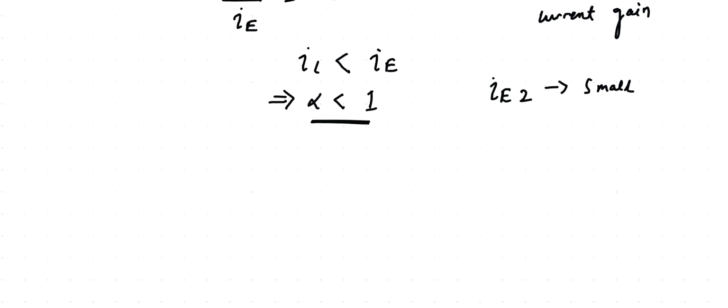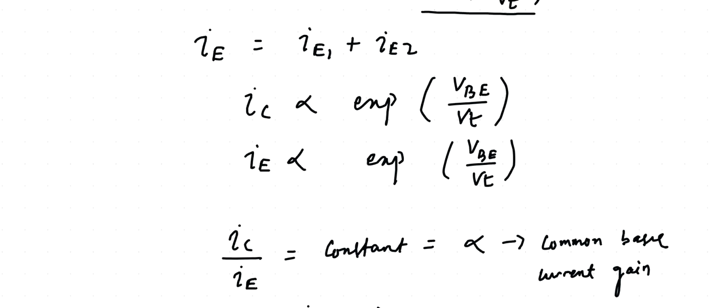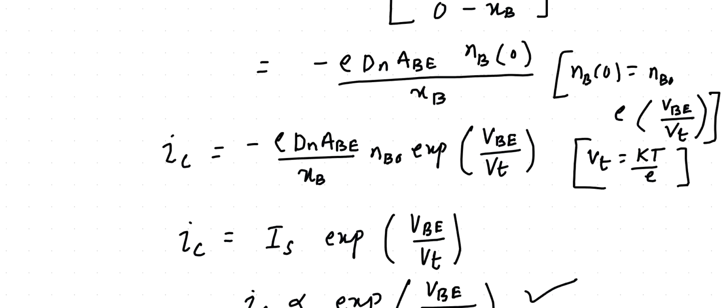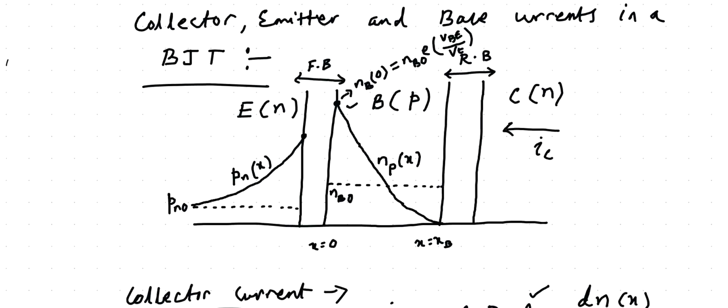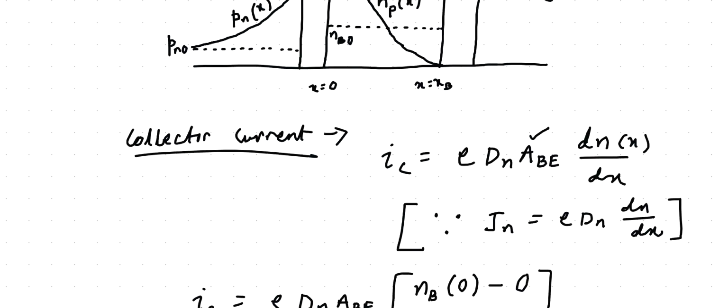Now, collector current is independent of the base collector voltage. If you go back, the collector current here is independent of the base collector voltage, as long as the base collector junction is reverse biased.